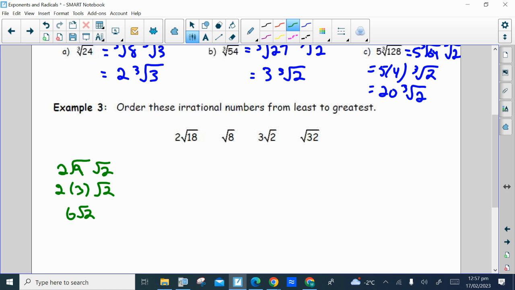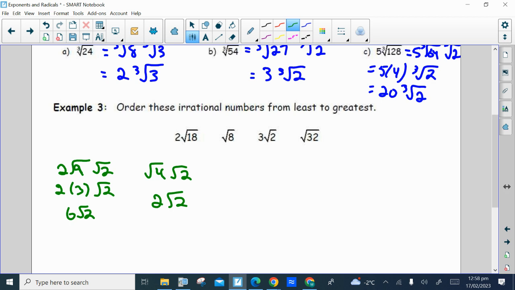So if we look at the other 3 numbers we have, we can see we've got a 3 root 2. We know that 6 root 2 is going to be bigger than 3 root 2 because the coefficient in front of the root 2 is bigger. So this is how we're going to compare all these numbers, because we're going to be able to express them all as root 2s. Root 8 would be root 4 root 2, and the square root of 4 would be 2, so 2 root 2s. So that's smaller than 6 root 2s, and it's also smaller than 3 root 2s.